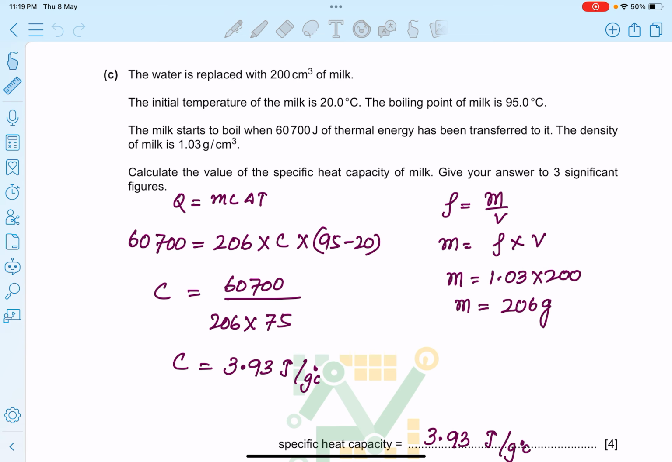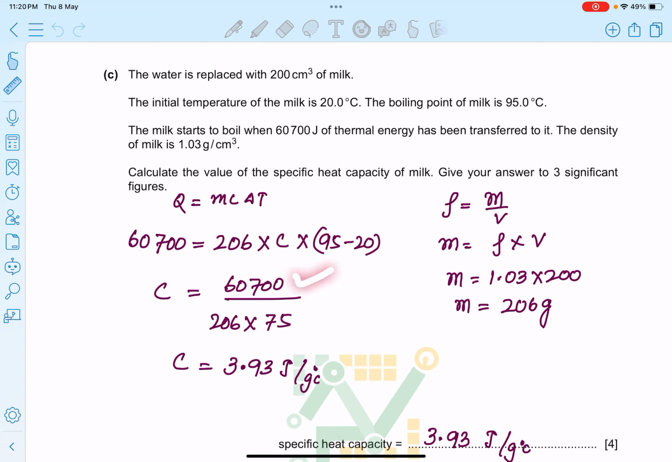When you multiply, you will get 206 gram. So now after getting the mass, we can replace the mass by 206. Can you see this, everyone? And remember, c is the specific heat capacity, which means we have to keep c as the subject. So Q, the energy, is given as 60700 joule, m we got 206, and change in temperature, not temperature, change in temperature. Be careful, everyone. The boiling point of milk was 95, and the initial temperature was 20. Then what is the change in temperature we got? 95 minus 20 equals 75.